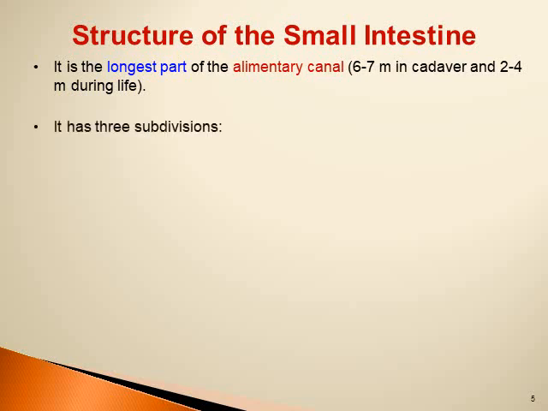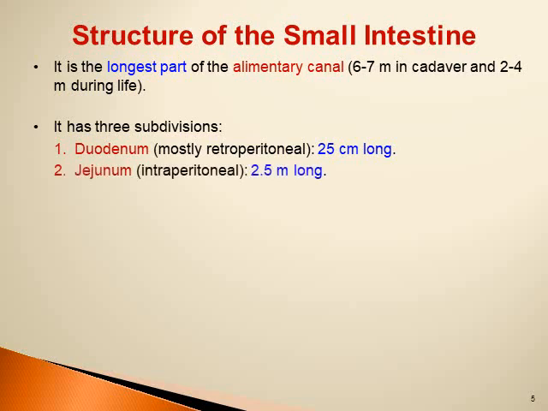It has three subdivisions or three parts: the duodenum, which is the shortest part. It is mostly a retroperitoneal structure. It has a length of 25 centimeters. The jejunum is intraperitoneal, surrounded by the peritoneum or the visceral peritoneum, except at the attachment of the mesentery. It has a length of 2.5 meters. The ileum is the longest part of the small intestine. It has a length of 3.6 meters, and it is again an intraperitoneal structure.